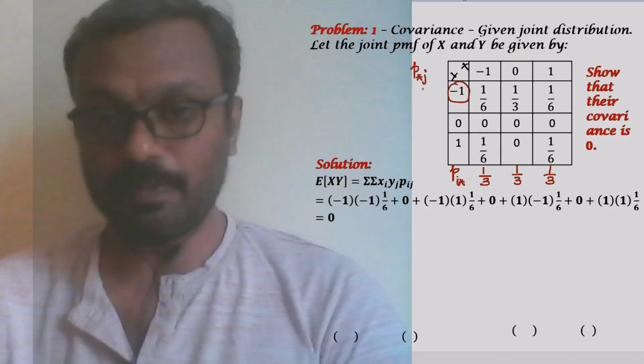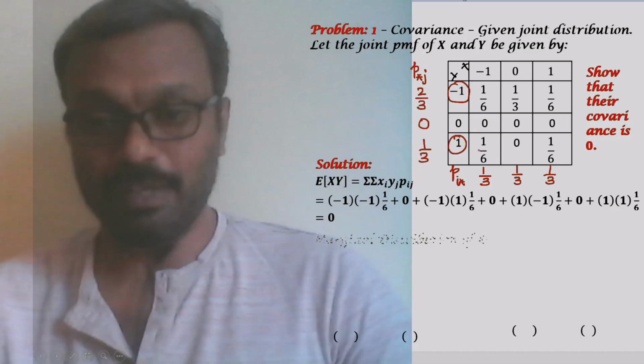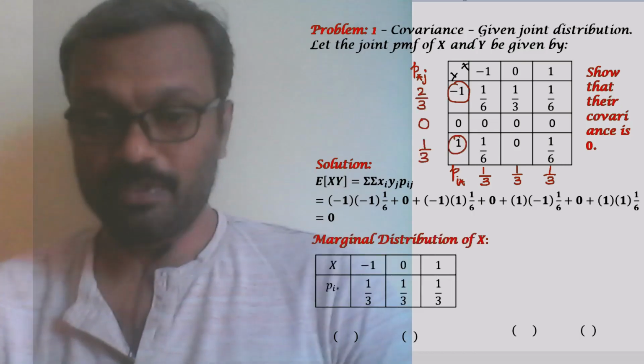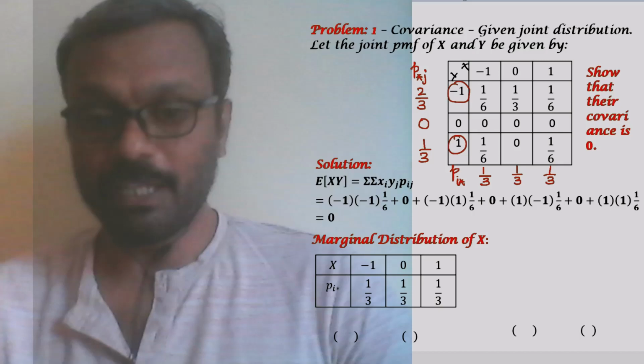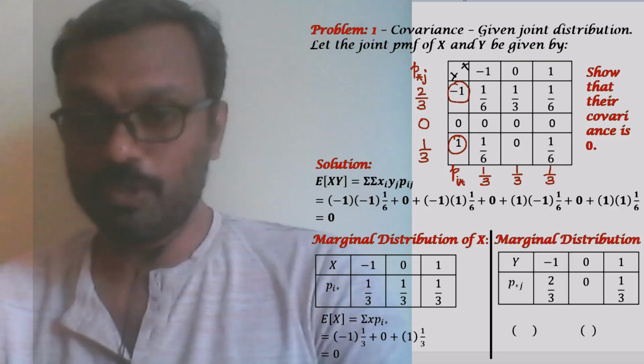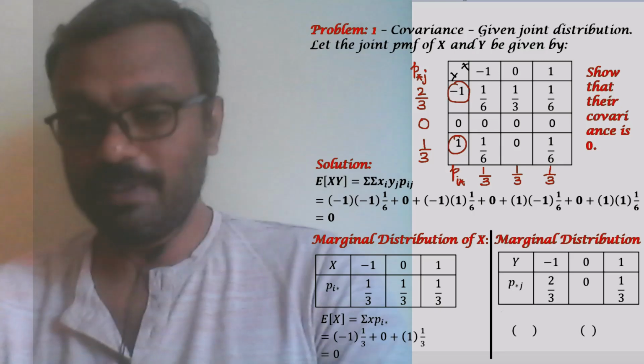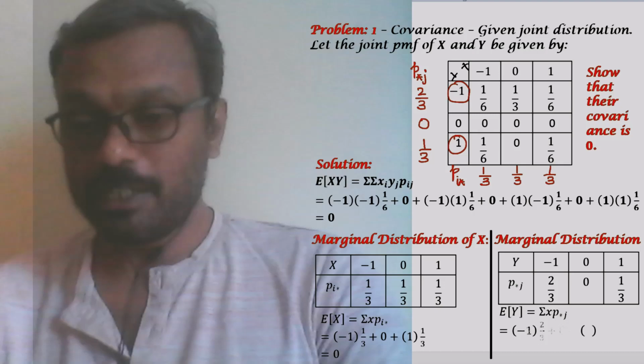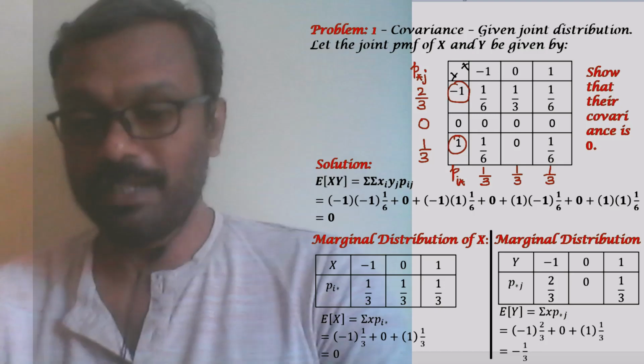So using these marginal distributions, now let us compute our expectation of x. Here we have tabulated the marginal distribution of x, and the expectation of x is, when x is minus 1, the corresponding probability is 1 by 3, and when x is 1, the corresponding probability is 1 by 3. So the expectation of x is the sum of their products, it is 0, that is the weighted average. In similar fashion, the marginal distribution of y, what we have found out, we have tabulated here, and the expectation of y is the value of y into its corresponding probability, and their sum is minus 1 by 3.